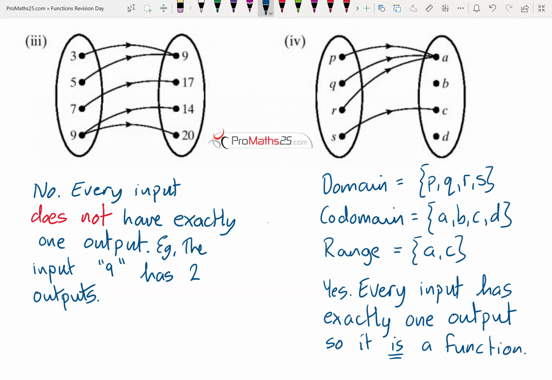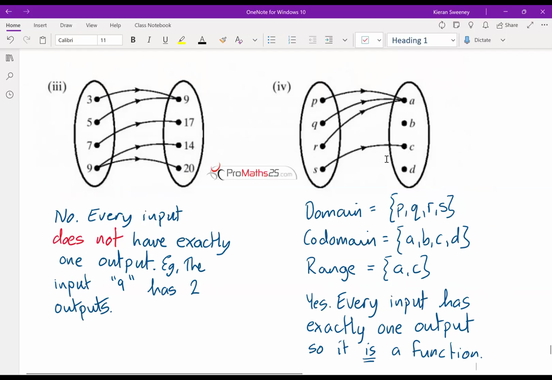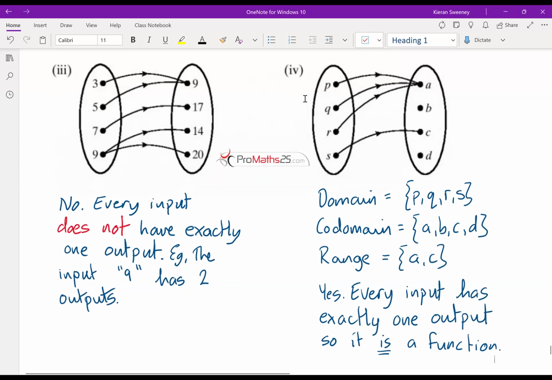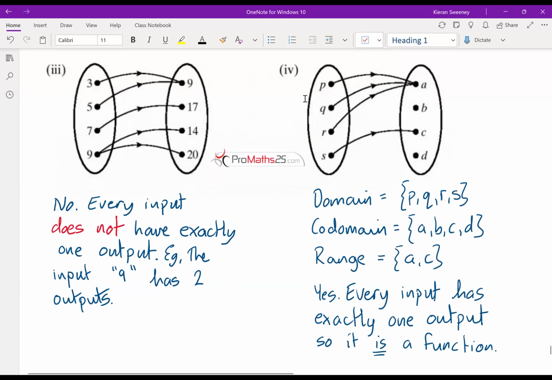Okay, so just to get clarity, I suppose, if you're asked if something is a function, the answer is either going to be number 1, yes, it is a function because every input has exactly one output. Or number 2, this is not a function because every input does not have one output.